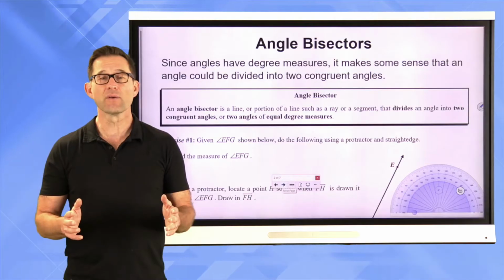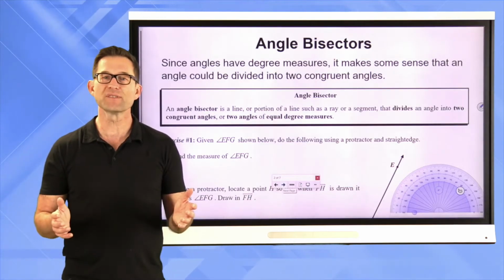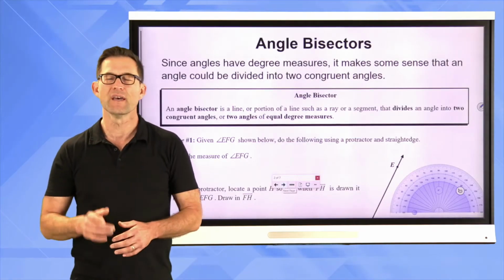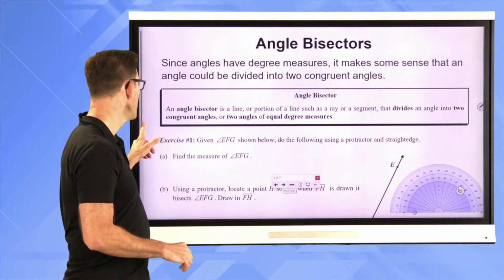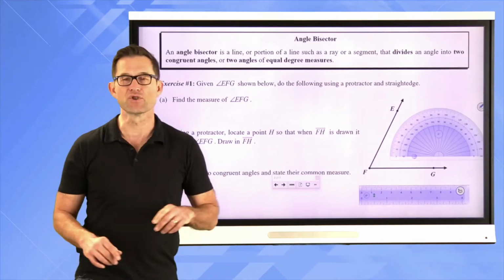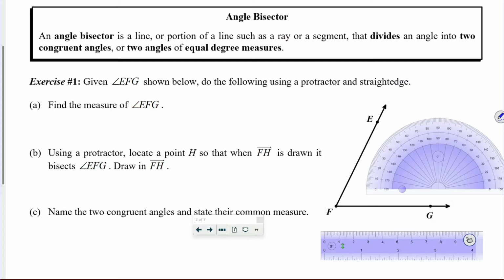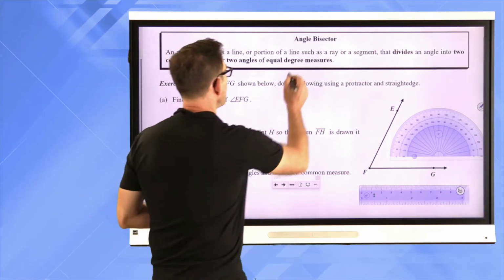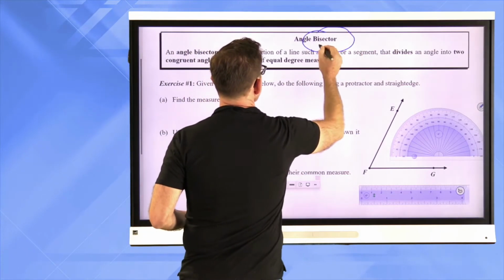Now, since angles have degree measures, it makes some sense that an angle could be divided into two congruent angles. That's exactly what angle bisectors are, but let's take a look at the technical definition of what an angle bisector is. An angle bisector is a line or portion of a line, such as a ray or a segment, that divides an angle into two congruent angles or two angles of equal degree measures. All right, so this is simple enough. And we're gonna see the word bisector quite a bit in this course.